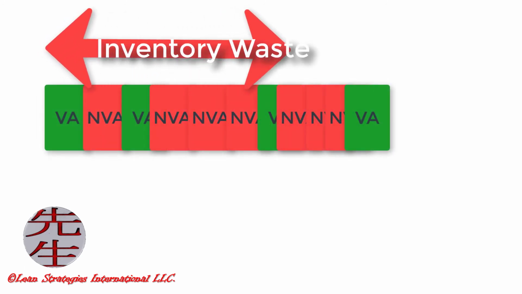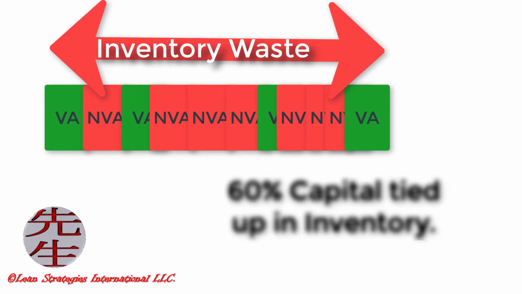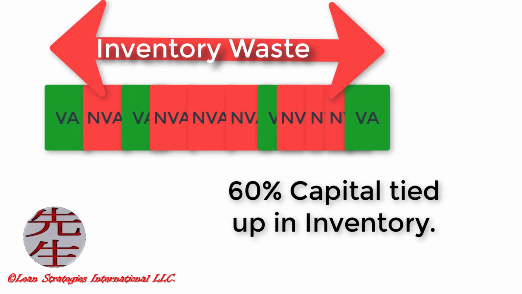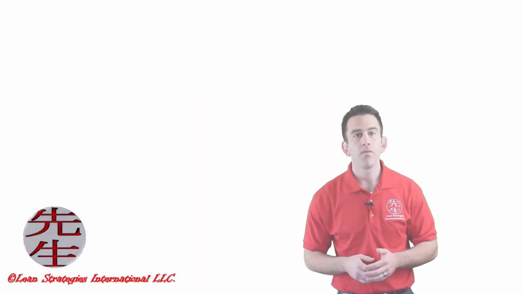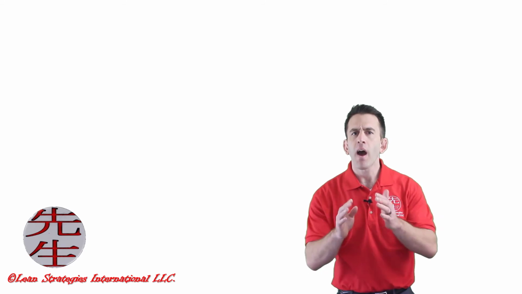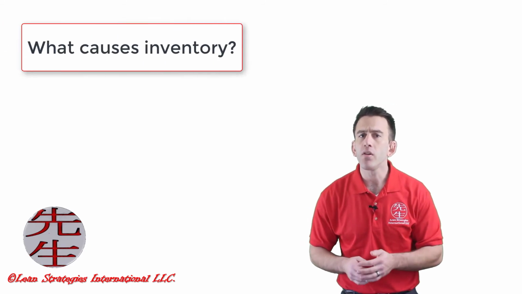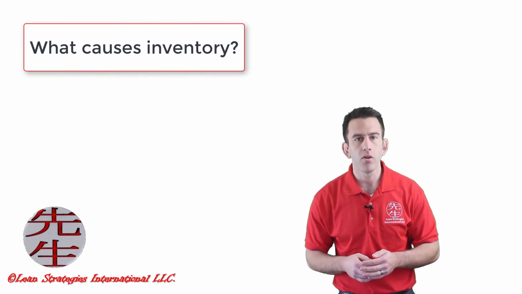In fact, it has been said that in a supply chain, as much as 60% of the balance sheet can be tied up in inventory. With that amount of a company's funds tied up in inventory, I'm sure you can see how wasteful excessive inventory is. But how do we get so much inventory waste in our organizations?